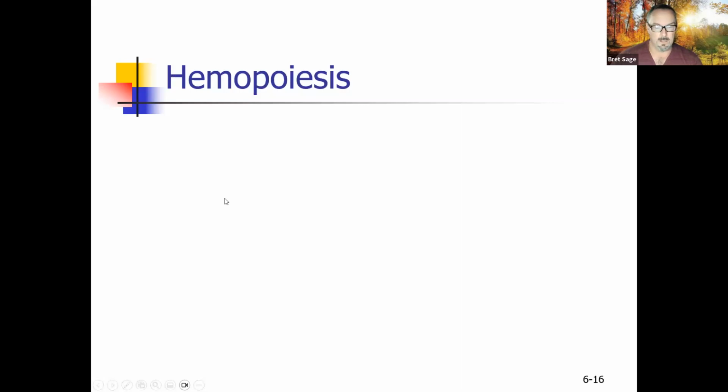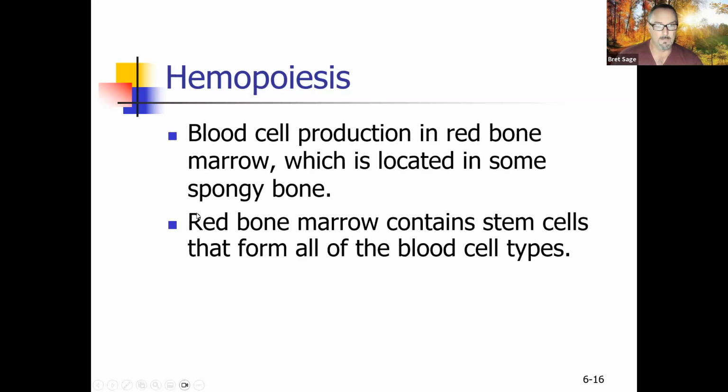Hemopoiesis. Please note the roots of this. Hemo is blood. Poiesis means to generate. So this is the generation of blood. It's blood cell production in red bone marrow.